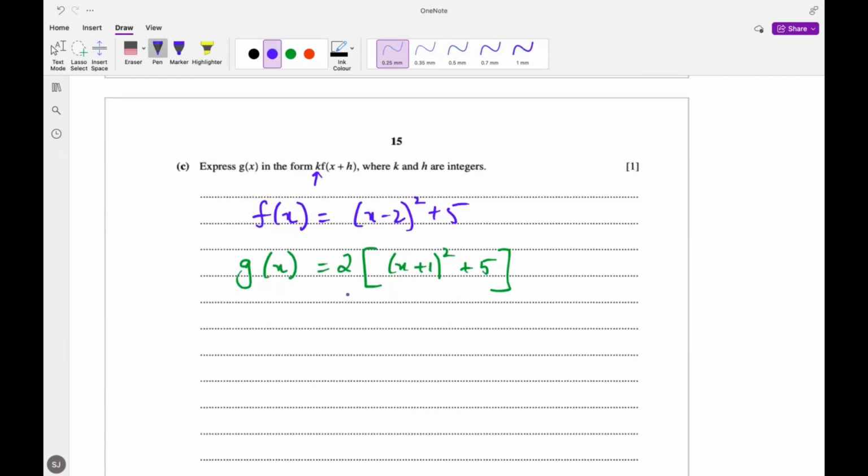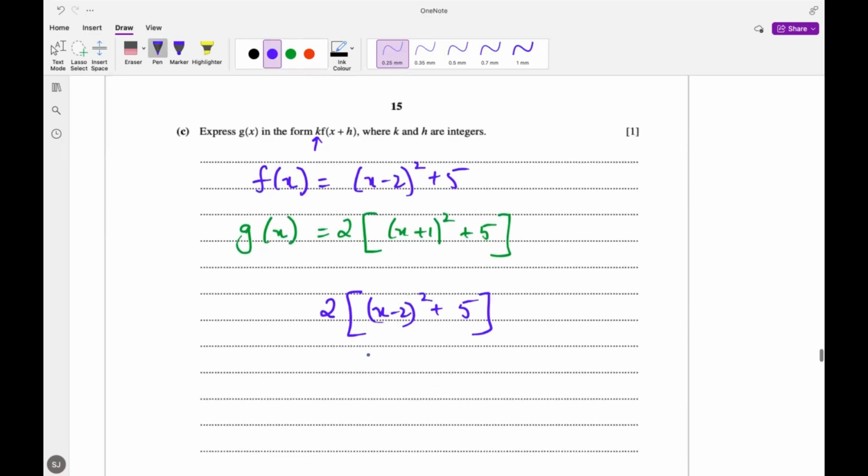So in the first step, what we'll do is we can multiply this whole function by 2. So we can write this as 2 into x minus 2 whole squared plus 5. Now the difference between g of x and this function is that there's a plus 1 up here. And as we have to add a value up here, to make minus 2 to a plus 1, we'll have to add a 3.